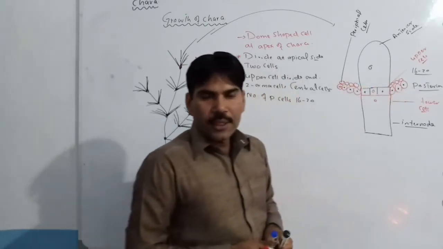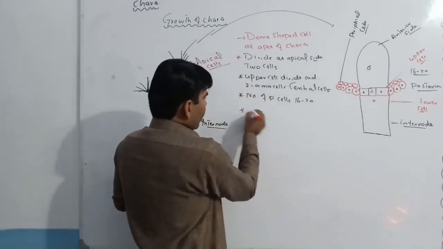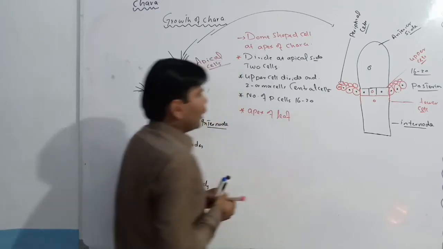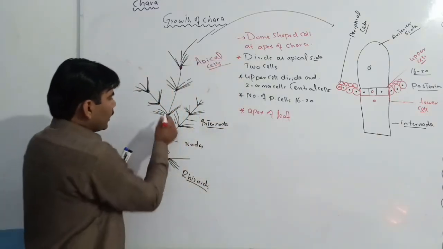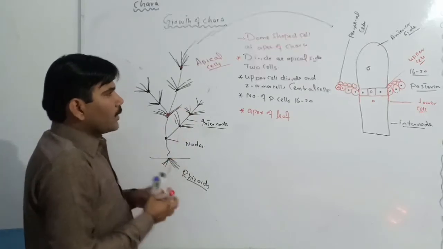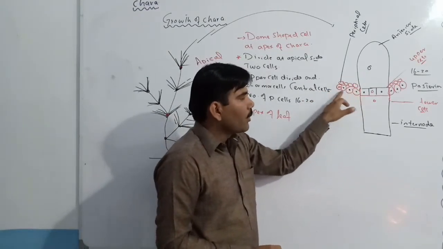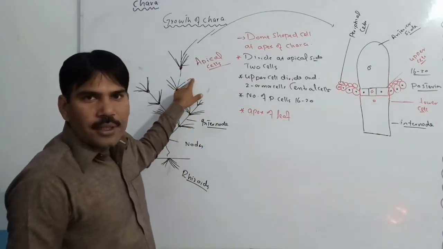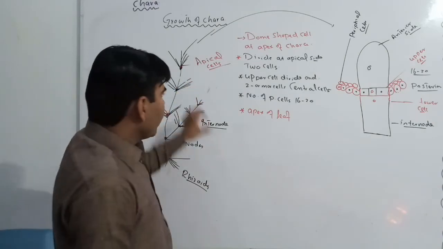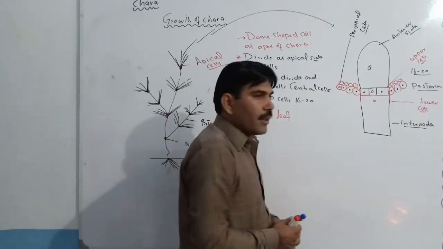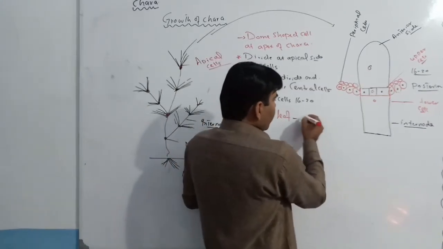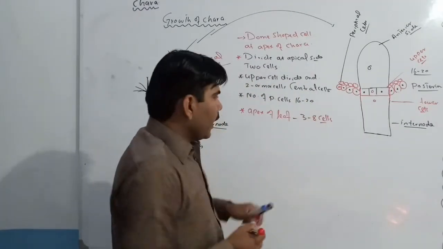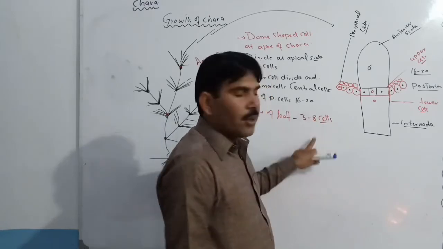These upper cells will produce the apex of the leaf. So you know these are the nodes and these are the leaves. And these cells which are produced as a result of division of peripheral cells, some cells will produce the apical region of this leaf body in the body of a chara. And this may grow up to 3 to 8 cells. It means these are 3 to 8 cells. And these 3 to 8 cells may form a leaf.